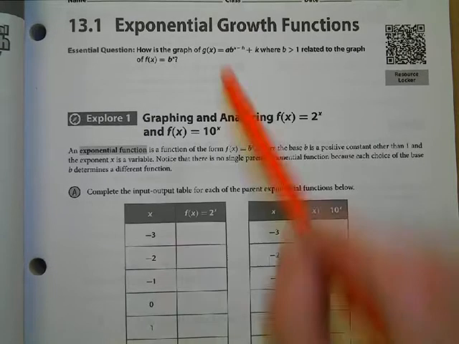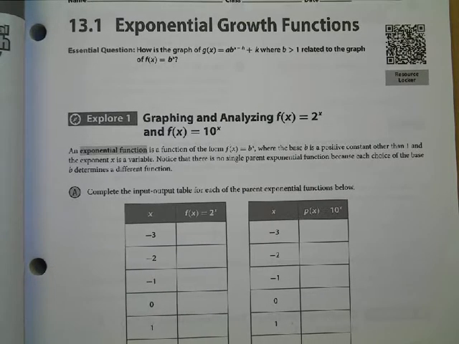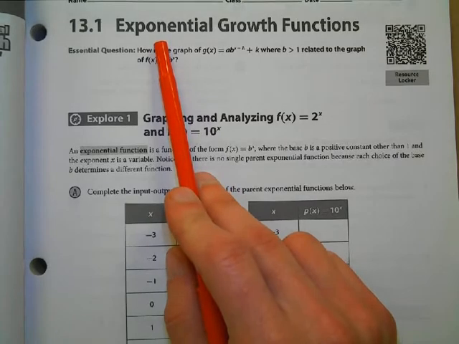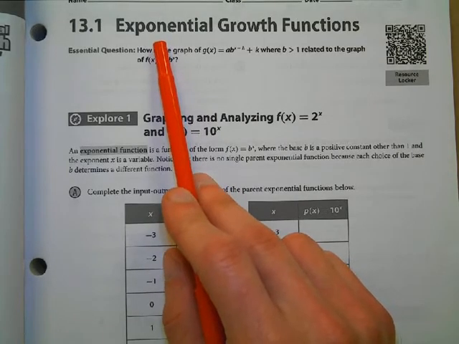All right, so anyway, 13.1, here we go. How is the graph of g of x equal to a times b to the x minus h plus k, where b is greater than 1, related to the graph of f of x equals b to the x? There will be logs in this, yes, okay.